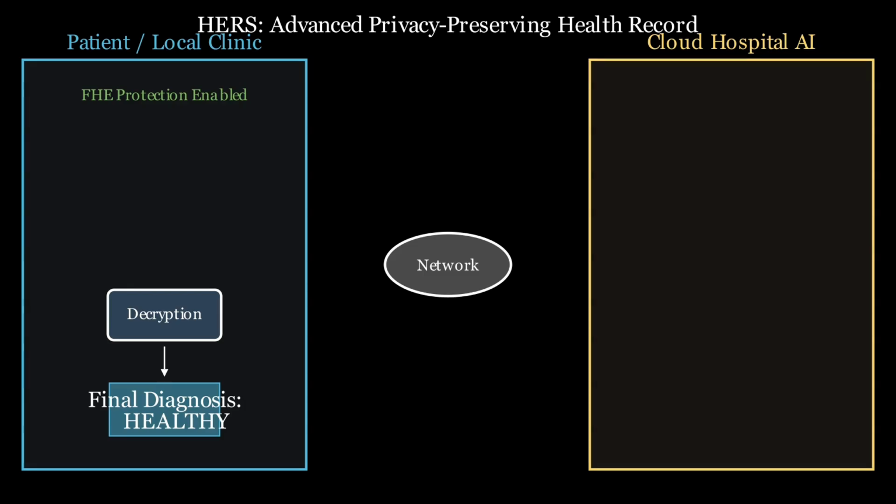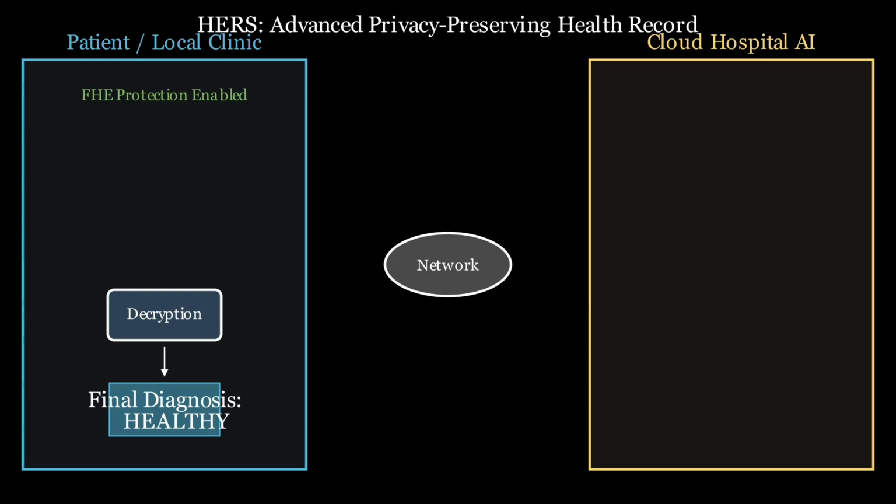As we conclude this architectural deep dive, let us reflect on the broader implications of the HERS framework. Today, the rapid advancement of artificial intelligence in healthcare is constantly colliding with strict data protection regulations like GDPR and HIPAA. Medical institutions are paralyzed by the fear of data breaches, severely limiting the deployment of life-saving AI models. HERS represents a fundamental paradigm shift. It proves that privacy and utility are not mutually exclusive.